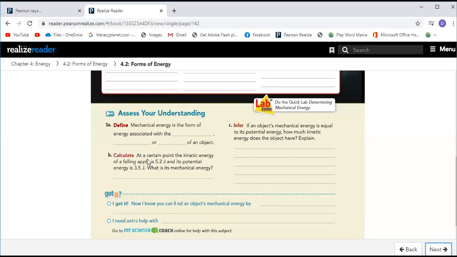Okay, number B. At a certain point, the kinetic energy of a falling apple is 5.2 joules, and its potential energy is 3.5 joules. What is its mechanical energy? Okay, Shams, can you participate with me? Shams? Yes, how are you? Fine. The kinetic energy of the apple is 5.2 joules and the potential energy is 3.5 joules. What is the mechanical energy?